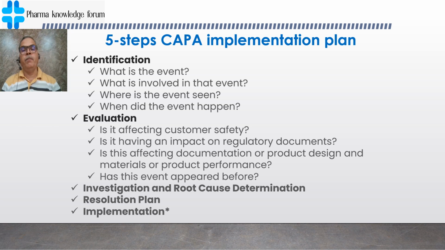In this step, all the components which can affect quality and safety are accumulated. For example, is it affecting customer safety? Is it having an impact on regulatory documents? Is this affecting documents or product design and materials or product performance? Has this event appeared in the past? I am going to discuss in detail, taking a case example, in the next slide.